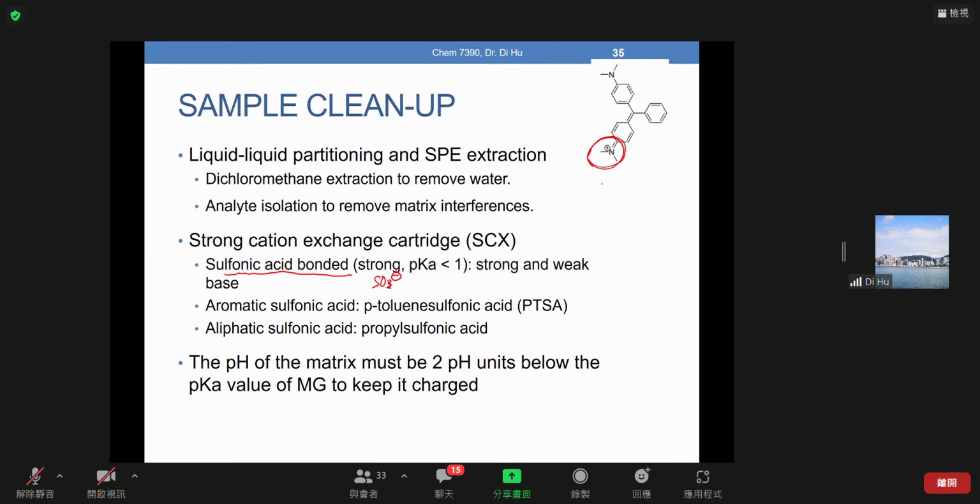Then when you want to release it, because the stationary phase is a strong cation exchanger, it just remains charged over the whole pH range. So what you have to do is neutralize the analyte to elute it out. How can we neutralize it? Add OH, right? That means you need to use a basic solvent, basic methanol, to elute it out.